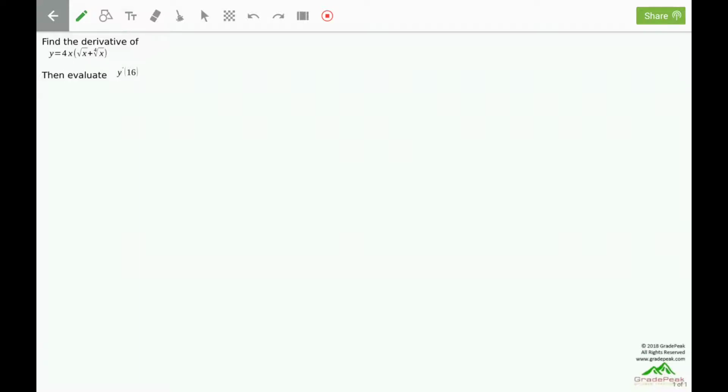Find the derivative of y equals 4x times the quantity square root of x plus the fourth root of x. Then evaluate y prime of 16. Y here is made up of the product of two functions, 4x times the square root of x plus the fourth root of x. One option is to use the product rule.